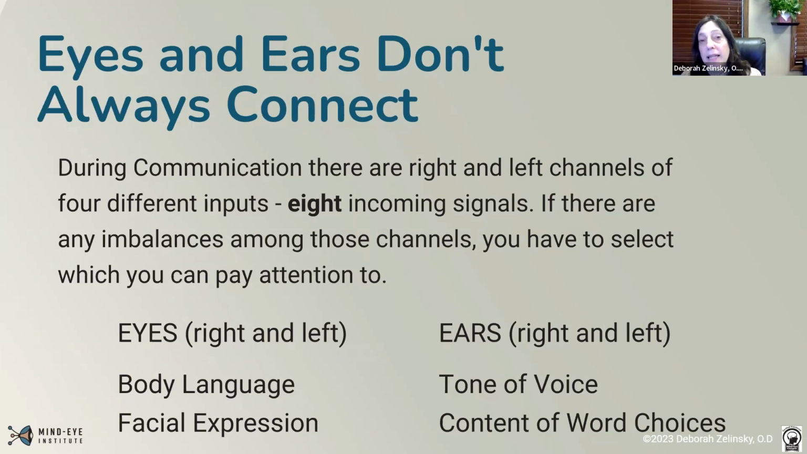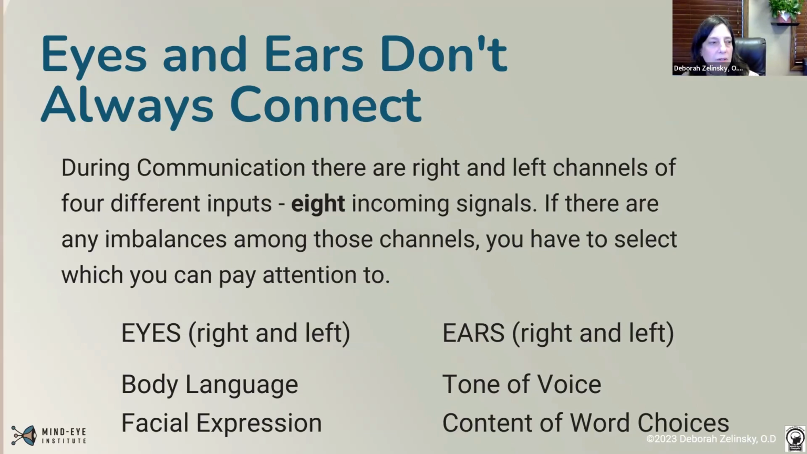The eyes have body language, which they have to look at with your peripheral eyesight, and facial expressions that you'd see with your central eyesight. The ears have tone of voice with your peripheral hearing and content of word choices with your central hearing. So you have 2 of each, eyes and ears, and then there's a right and a left. So you have 8 different inputs that have to all be organized together in order to function calmly. And when we use different eyeglasses, it affects all those 8 skills.